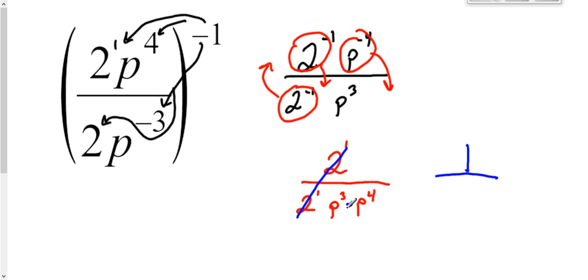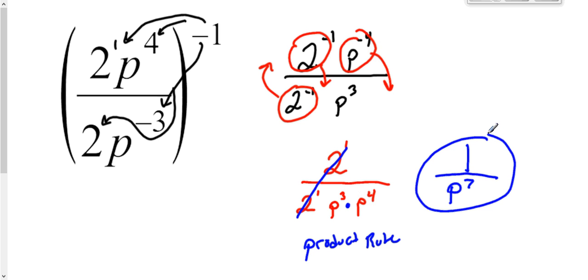And then both of these p's are multiplying, requiring us to use our product rule. I have 3, there are 4. We add those together and we get 7 on the bottom.